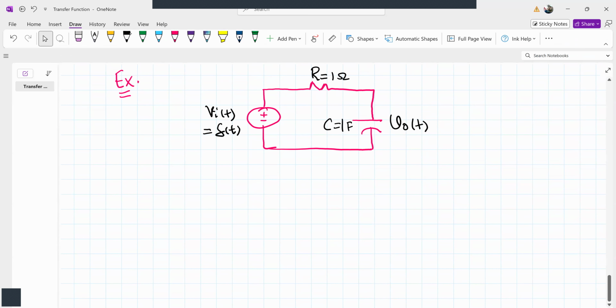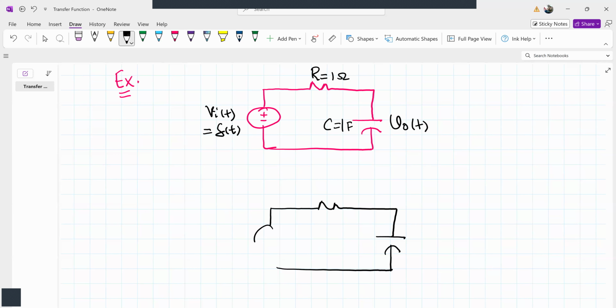So we'll draw the transform version of this network. We'll replace the resistor with its Laplace transform version. Similarly, v naught of t will be replaced with V naught of S. R will be replaced with 1 here. The capacitor will be replaced by 1 by SC. C is 1, so it will be 1 by S.